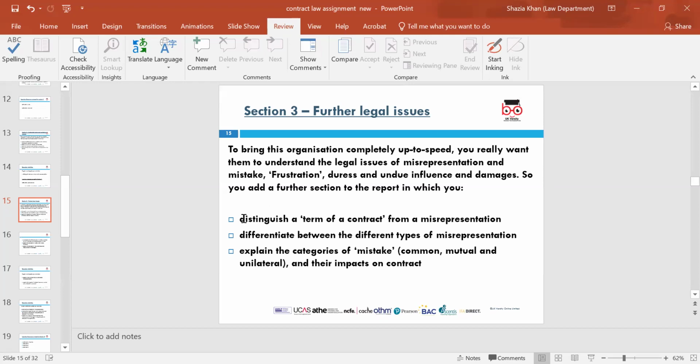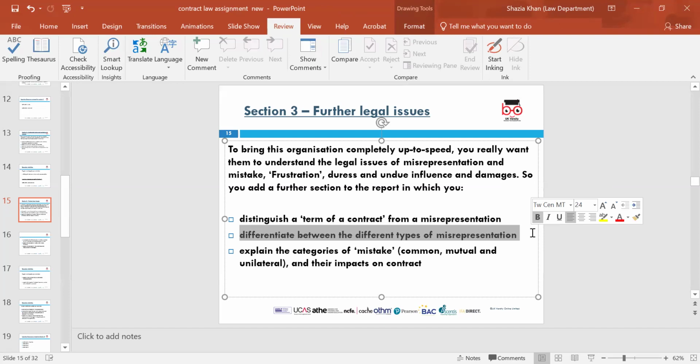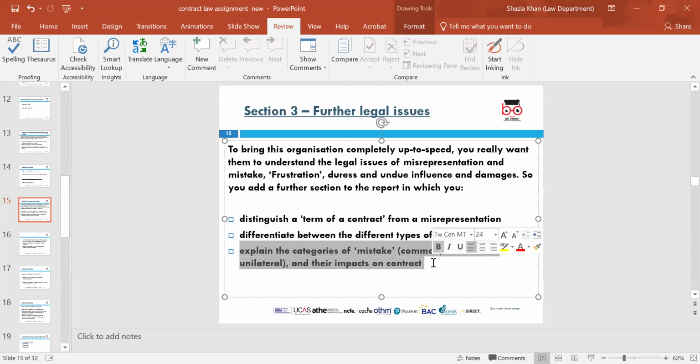So firstly, you need to distinguish a term of a contract from a misrepresentation. And that is the heading, and you need to write under that where you will distinguish a term of contract from misrepresentation. Secondly, you need to differentiate between the different types of misrepresentation. So negligent, fraudulent, these are the ones that you need to look at in regards to that. And then thirdly, you need to look at explaining the categories of mistake, which are common, mutual, unilateral, and their impacts on contracts. So you need to look at that within this part of it.